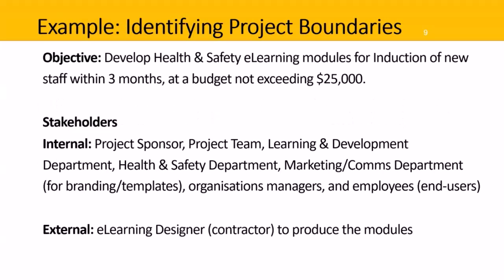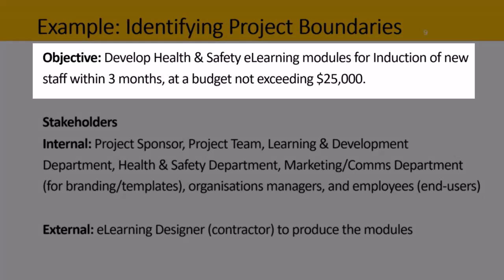I've been given a project to develop some health and safety modules for new staff at a company. Your project might be to renovate or construct something, or it might be an IT project or an event, for example. But initially, you just want to think about what is the objective. In my objective, I also have a time frame and I've also been given a budget. So I've just put that into one clear statement so my mind's attuned with what this project is trying to do.